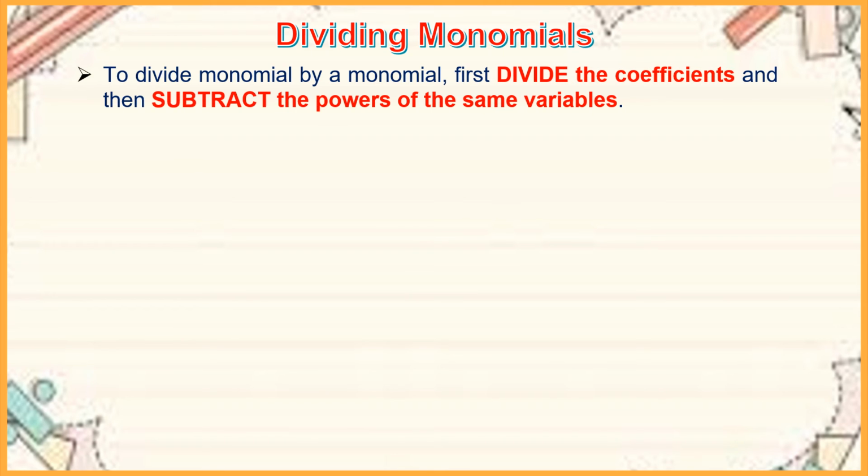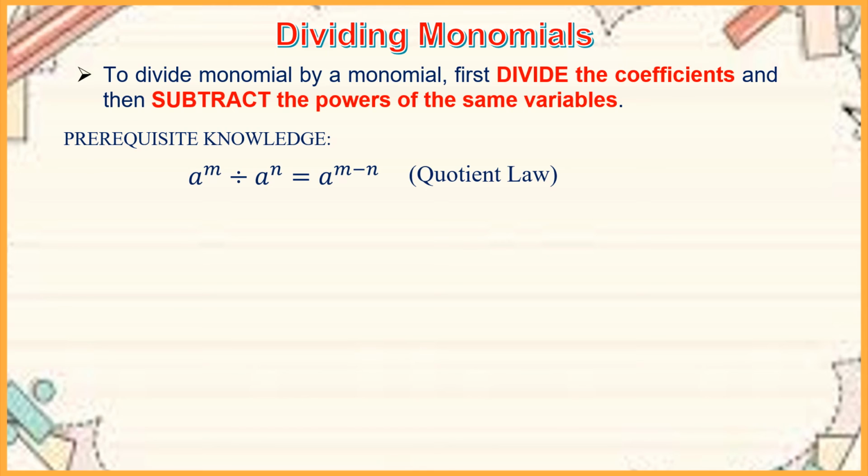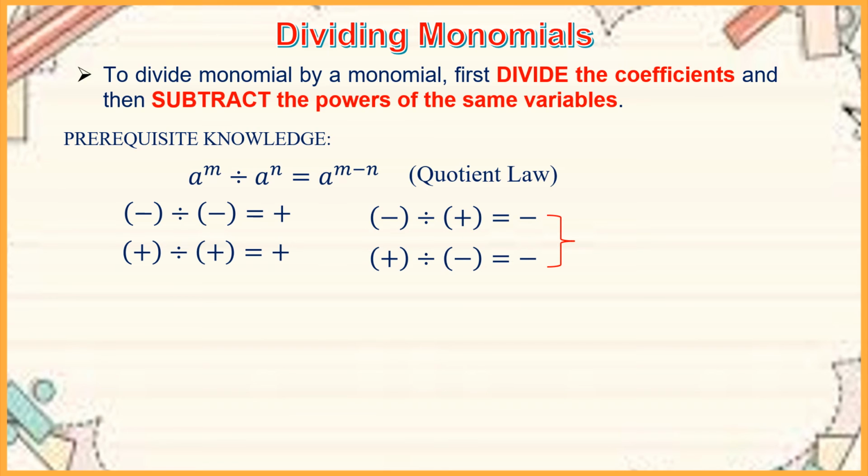Now let us go to dividing monomials. To divide monomial by a monomial, first divide the coefficients and then subtract the powers of the same variables. So these are the prerequisite knowledge that we need to know. A to the m divided by a to the n is equal to a raised to m minus n. This is the quotient law. And we have the rules for dividing integers. So remember that negative divided by negative is equal to positive. Positive divided by positive is equal to positive. Negative divided by positive is equal to negative. Positive divided by negative is equal to negative.